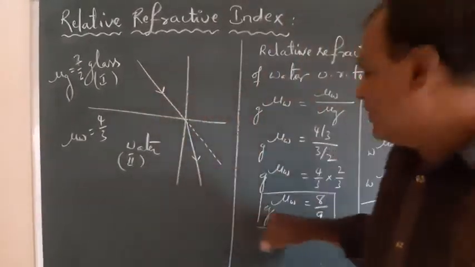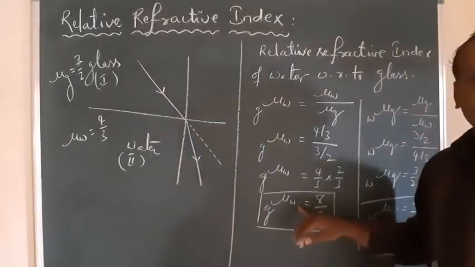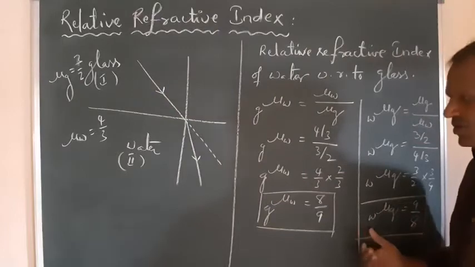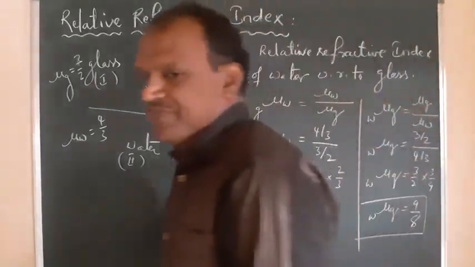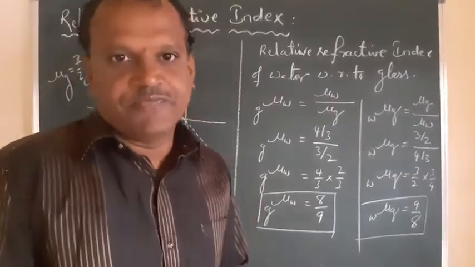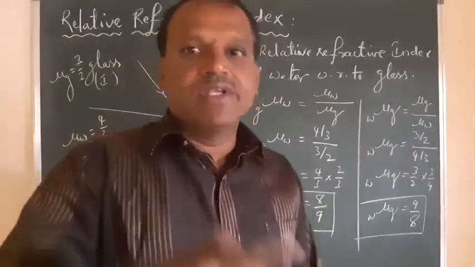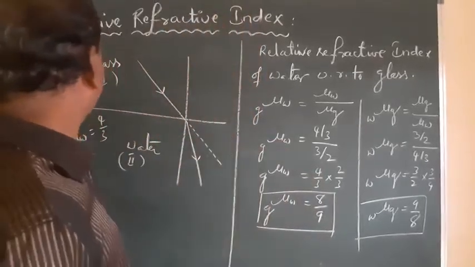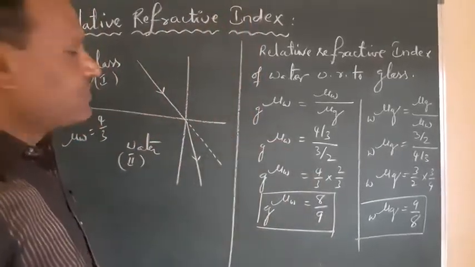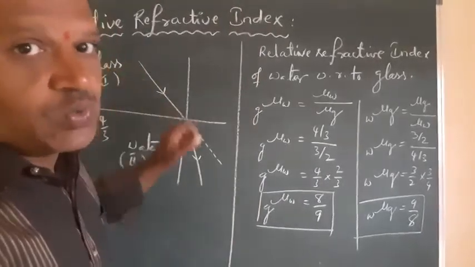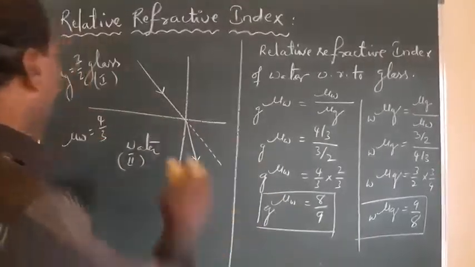We calculated the relative refractive index of water with respect to glass, and also of glass with respect to water. So this is what is called the relative refractive index. Absolute refractive index, relative refractive index. Here the refractive index of glass is not 1/2, it is 3/2. Correct? Just make a note.